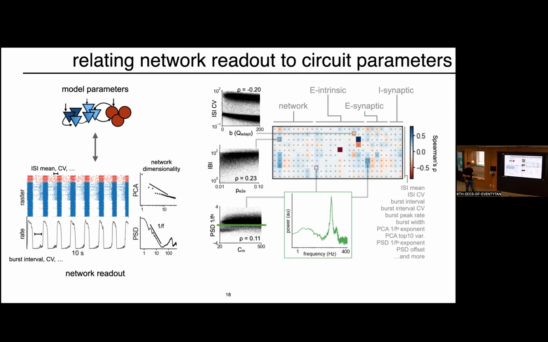Okay, so that's the inverse problem, right? Yes, that's the inverse problem. Given real data, how do you infer the actual values for these different parameters?